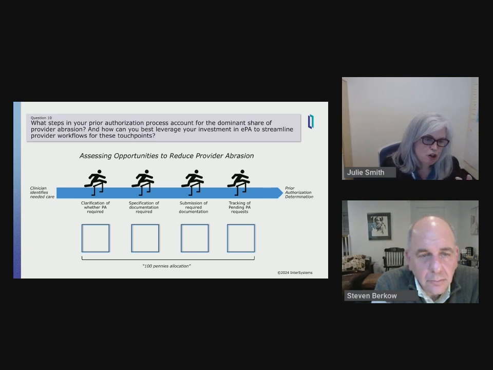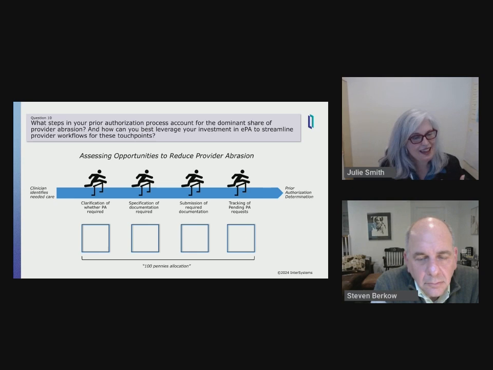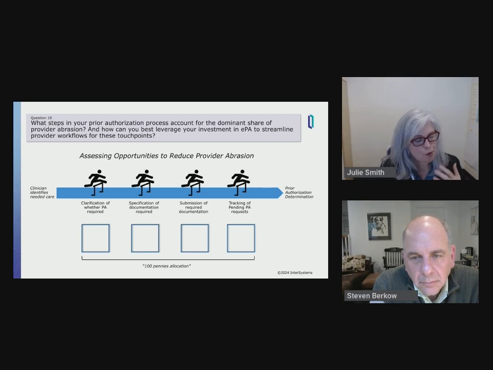We hear very consistently from the provider organizations we work with how challenging at times the prior authorization process is. We also hear from the payer organizations we work with that it is challenging to keep up with all of the rules and processes and all of the expectations involved. But one of the true stated goals of the regulation is to reduce provider abrasion.